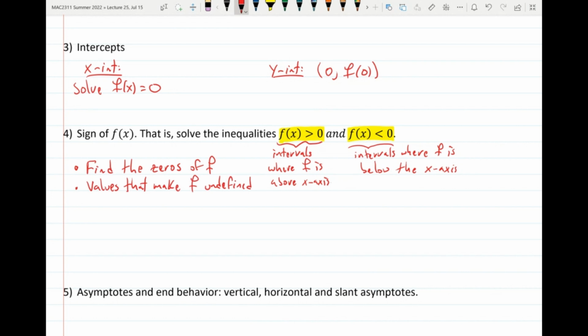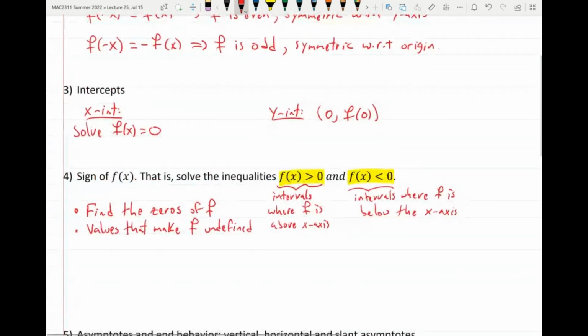And then once you have these numbers, these values, which by the way, once you get to this step, you already have this information. For example, the zeros of the function. Okay, look at step 3. You had to find those numbers when you were solving for the x-intercept. So the x-intercepts in step 3 are already the zeros of the function that you need here.